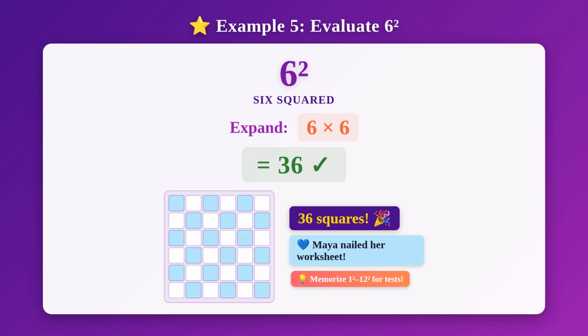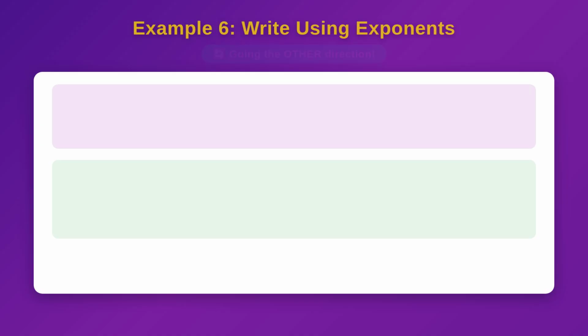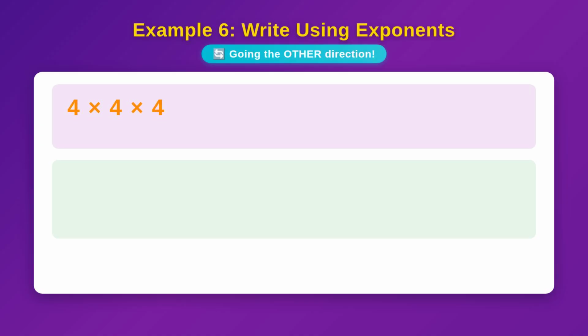Quick tip: memorizing the perfect squares from 1 squared through 12 squared is a huge time saver on tests. You'll recognize them instantly. Maya made flashcards. Maybe you should too. Let's flip it around.